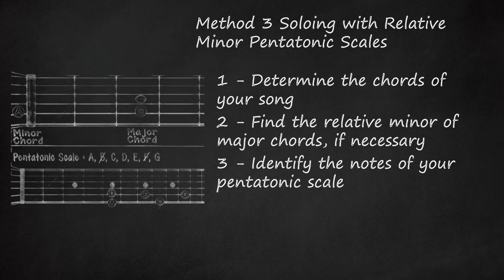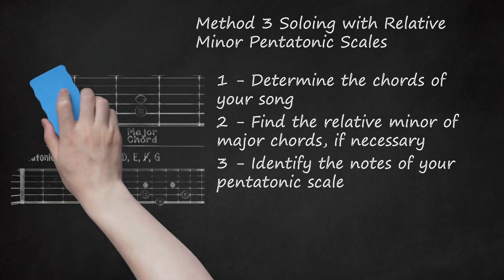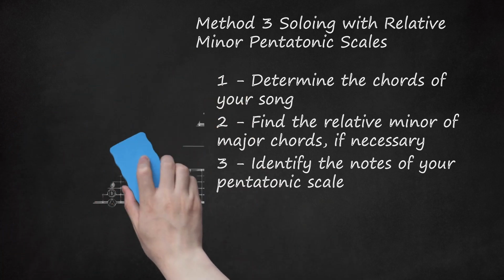The relative minor of F major is D. D minor's pentatonic scale, therefore, would be D, F, G, A, C. If you want to create a pentatonic from a major scale, you can do this by removing the 4th and 7th tone from the scale.